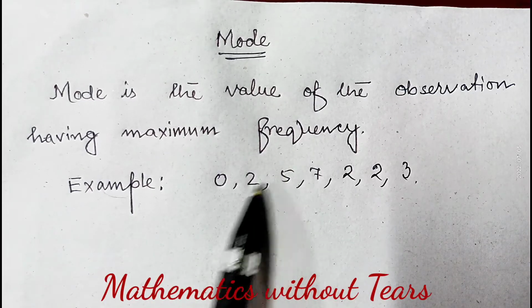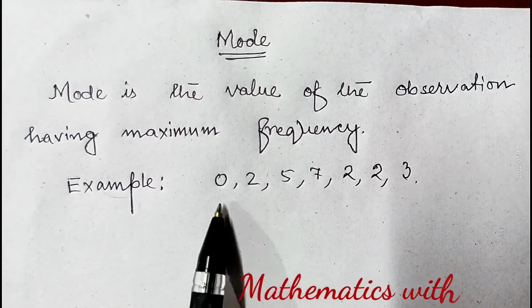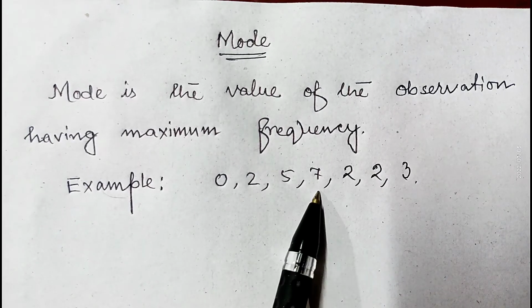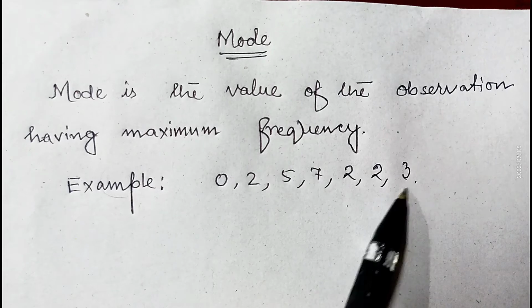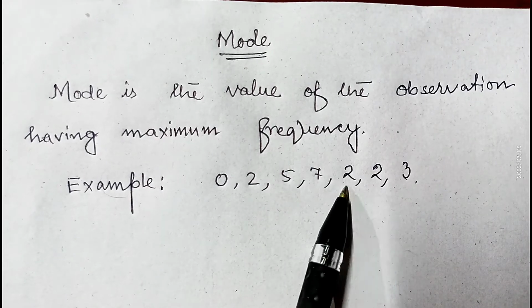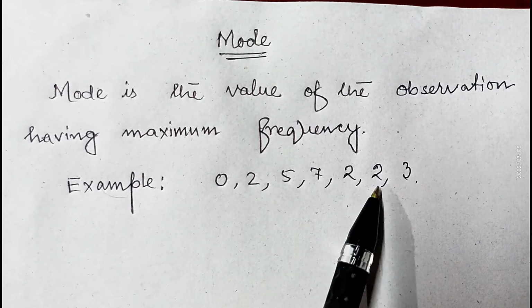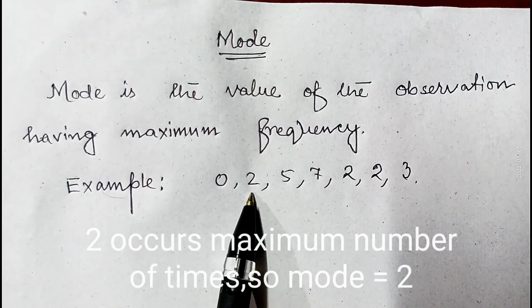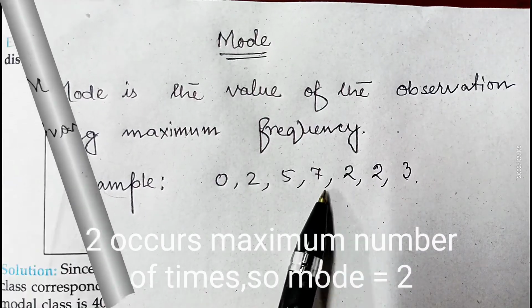In class 9 you have learned that mode is the value of the observation having maximum frequency. Suppose here I have taken some values 0, 2, 5, 7, 2, 2 and 3. Here easily you can see 2 occurs maximum number of times. Since 2 occurs maximum number of times, in this case mode is 2.